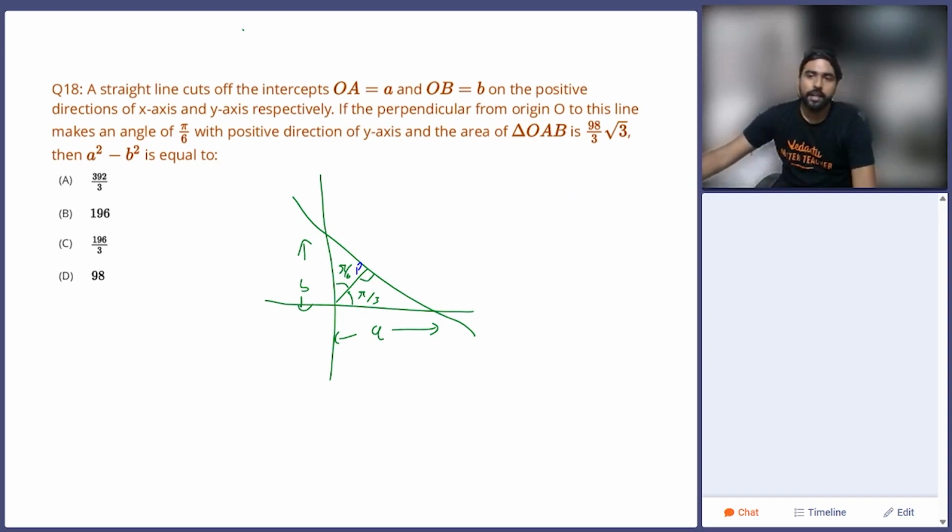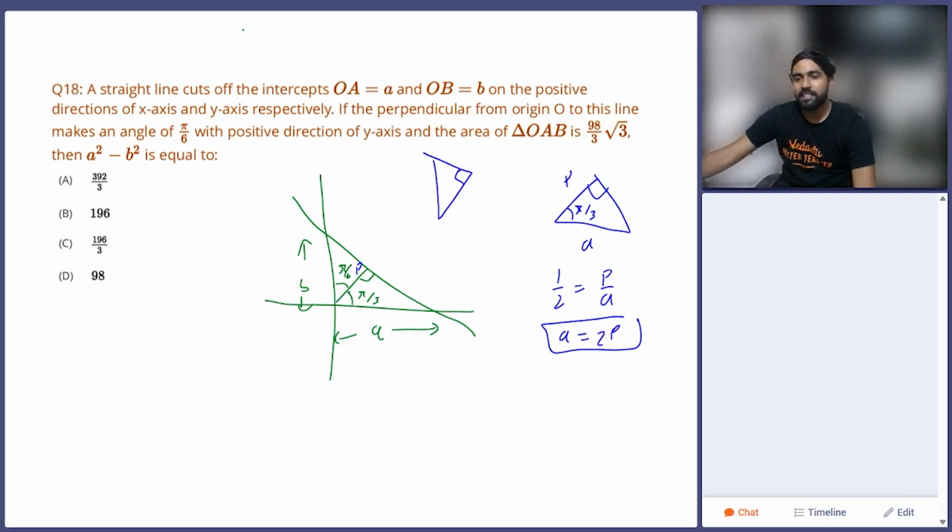So now in this right angle triangle over here, I have p, I have a, and I have pi by 3. Can I directly say that this is nothing but cos pi by 3, which is 1 by 2? That's equal to p upon a. So I can say that a is equal to 2p.